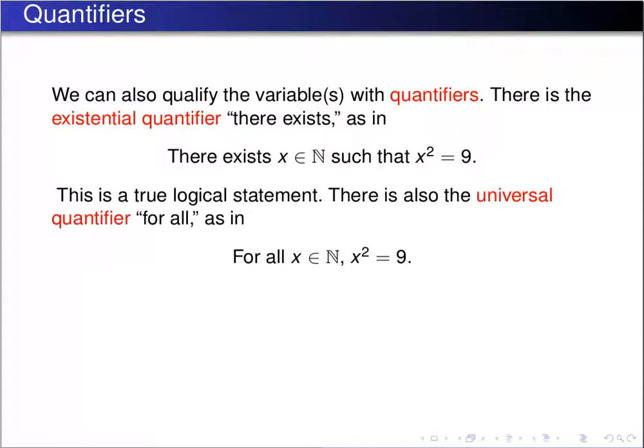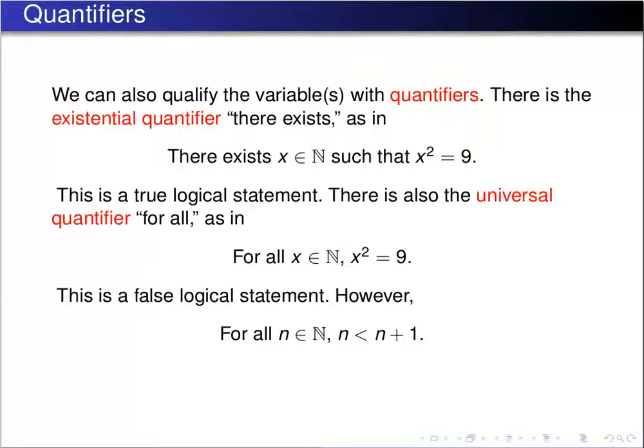We also have the universal quantifier for all, as in for all x in the natural numbers x squared equals 9. Now, that's a false statement clearly, but it is a logical statement. It's unambiguously true or false. It happens to become a false logical statement. However, we can have true statements, of course, with universal quantifiers. So consider the statement for all n in the natural numbers, n is less than n plus 1. That's a true logical statement. So we have two quantifiers, the existential quantifier and the universal quantifier, that we're going to be discussing in the rest of the video.